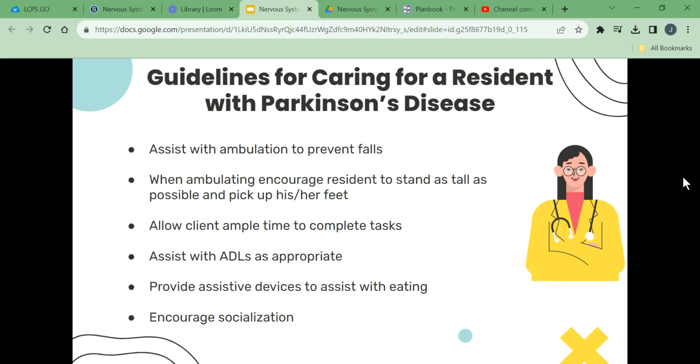Some guidelines for caring for a resident with Parkinson's disease include assist with ambulation to prevent falls. When ambulating, encourage the resident to stand as tall as possible and pick up his or her feet so they don't drag. Allow the client ample time to complete tasks. Assist with ADLs as appropriate. Provide assistive devices to assist with eating. And encourage socialization.